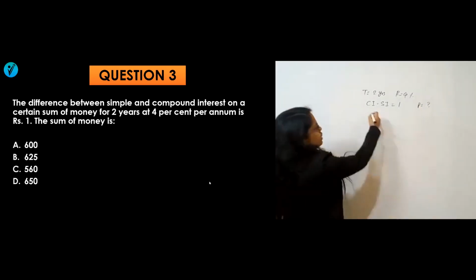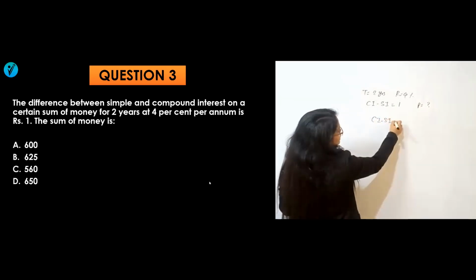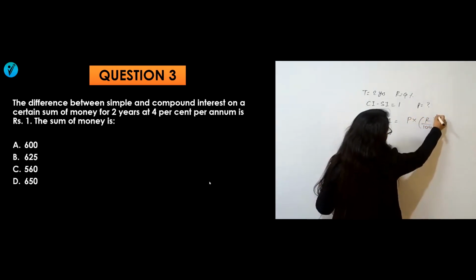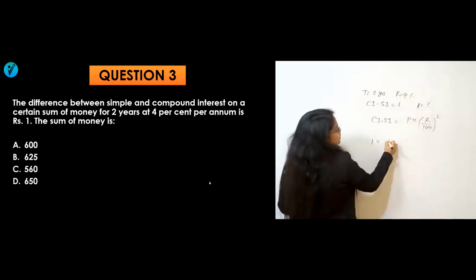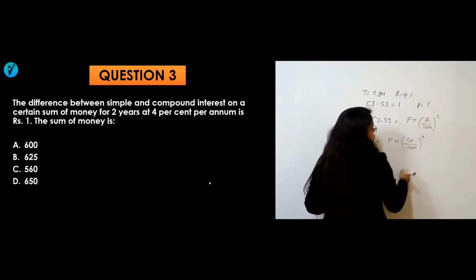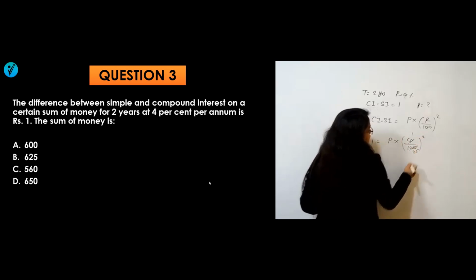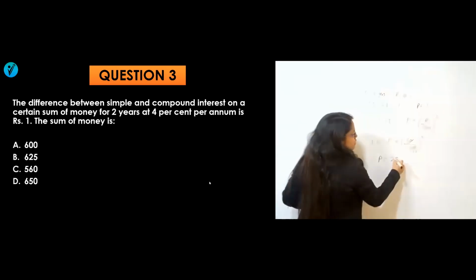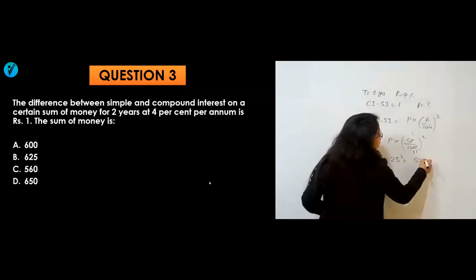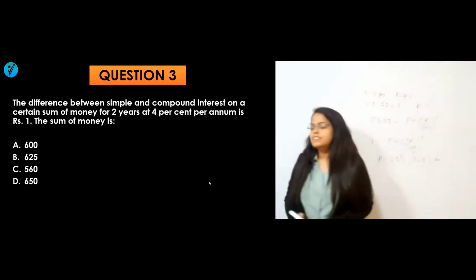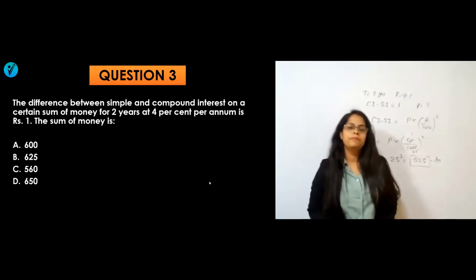We have the formula for this difference for 2 years, which is equal to P into (R by 100) square. So what is this difference? 1 is equal to P into (4 by 100) square. So you can see here 4 ones are 4 into 25. So P will be equal to what? This 25 square. 25 square will be equal to 625, which is your answer. That's it. Easier. Option number B is your answer.